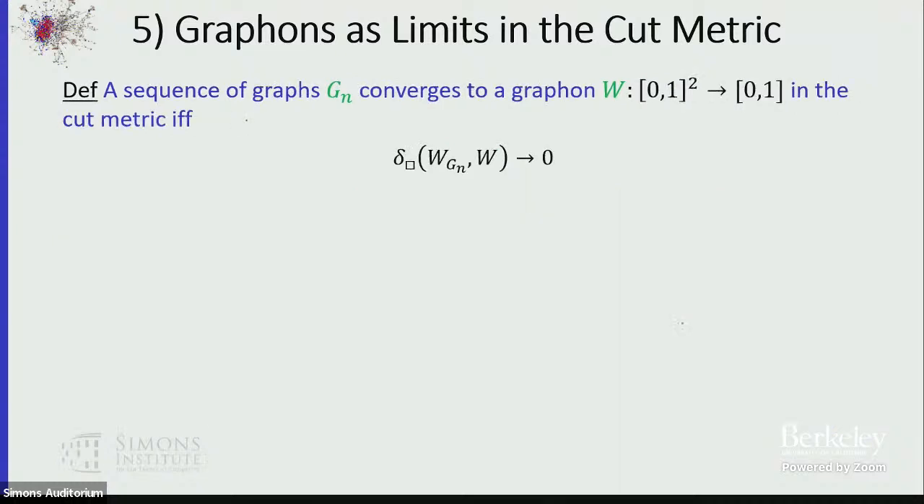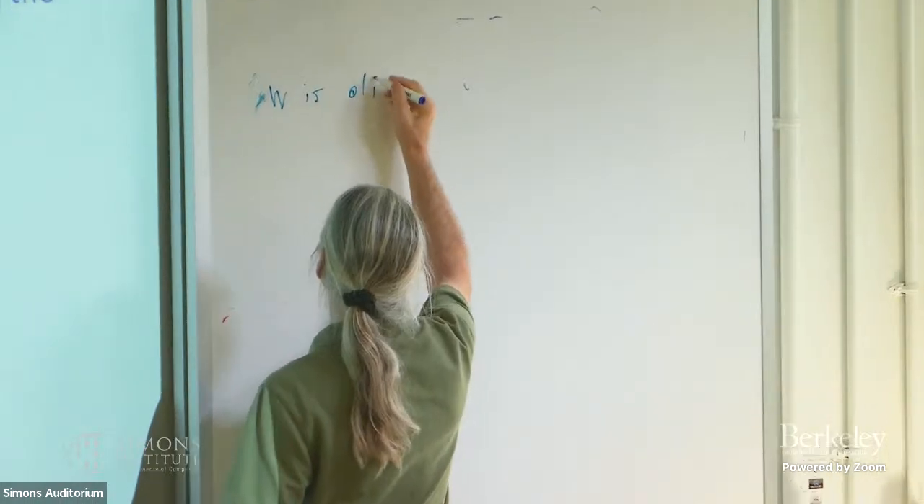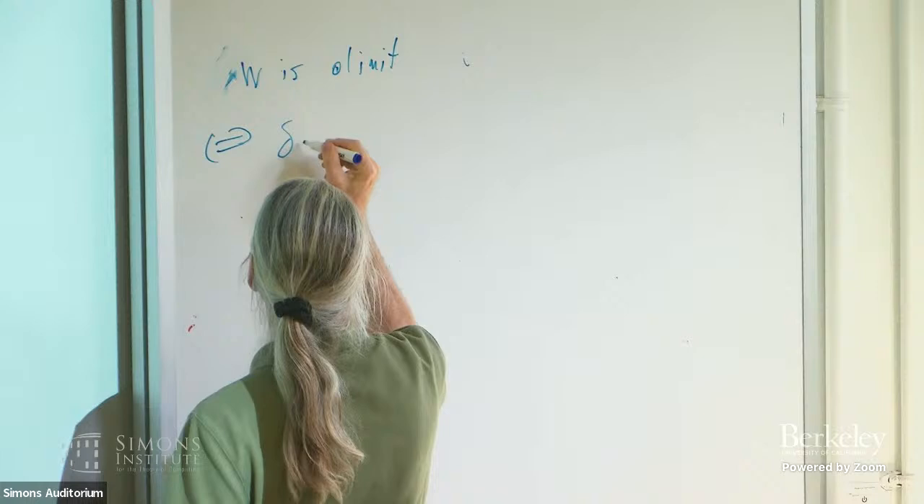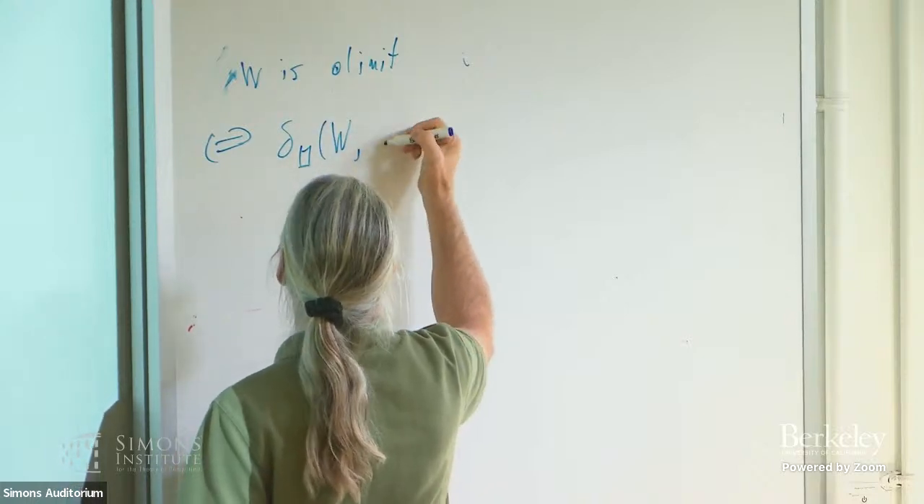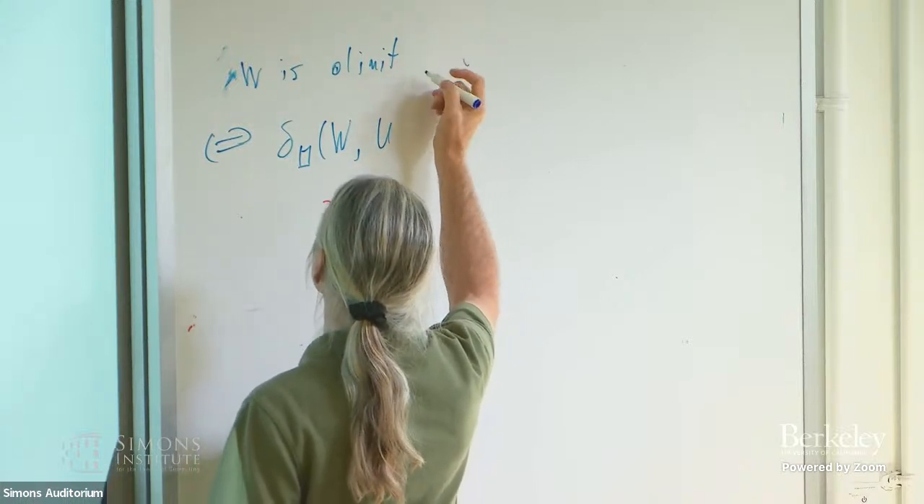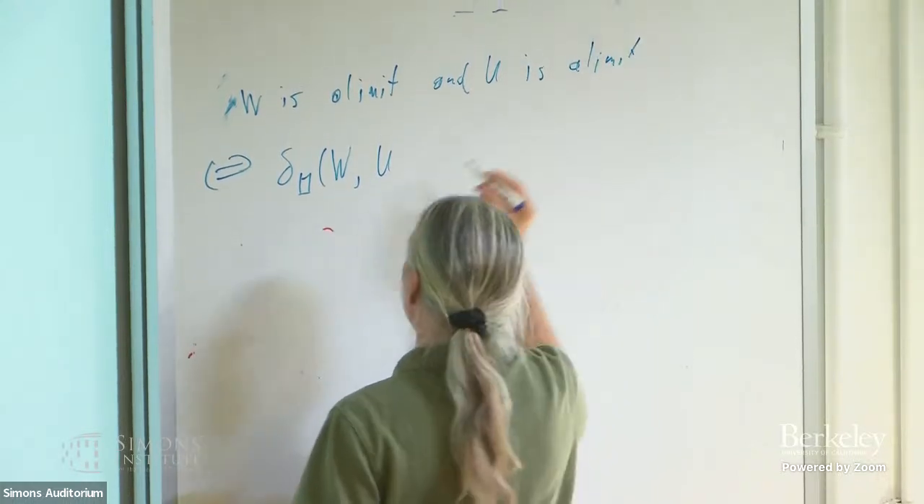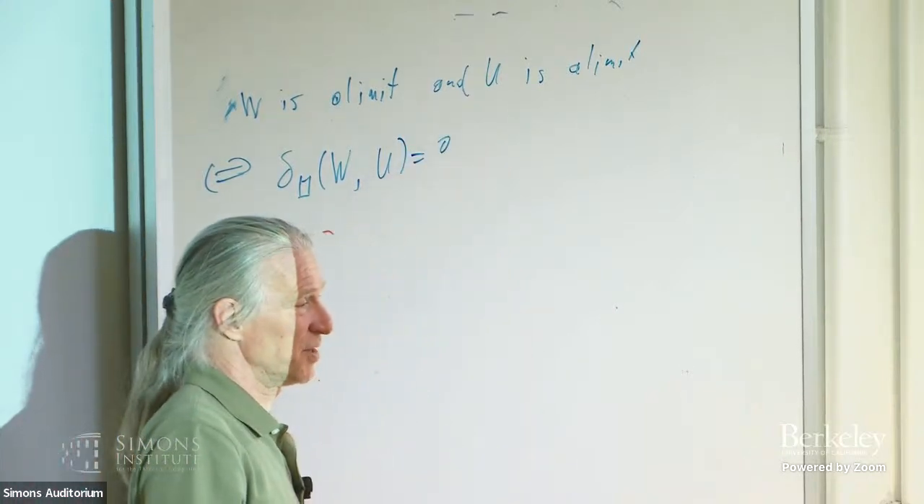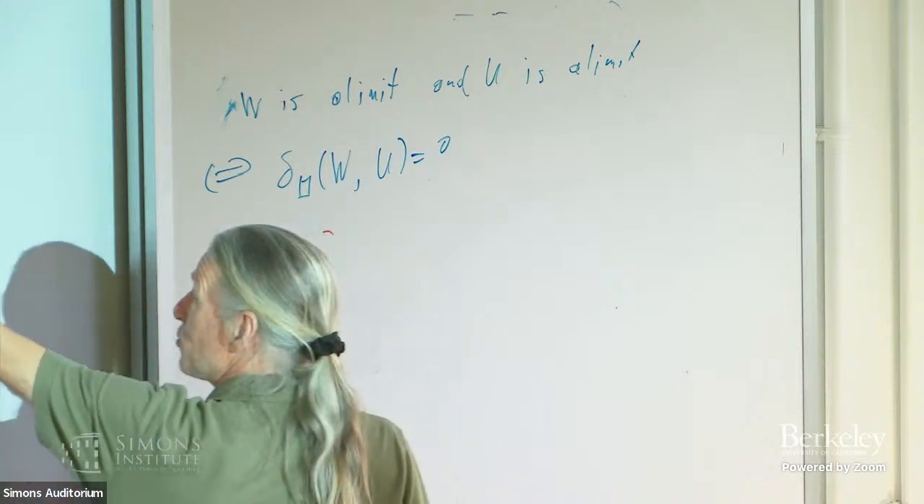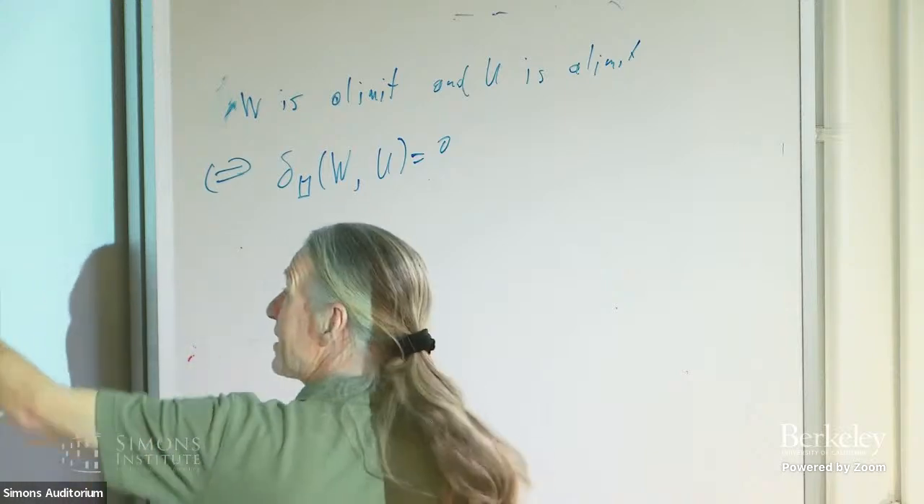Can you say a little bit about the uniqueness of the graphon? Okay, I can say something about that. Since here you have measure preserving transformations, it's clear that W is a limit if and only if delta cut of W and U is 0, and U is also a limit. Right? Because if this is 0, then you could put U there, it would still be true. And if this is non-zero, well, it can't converge to both.